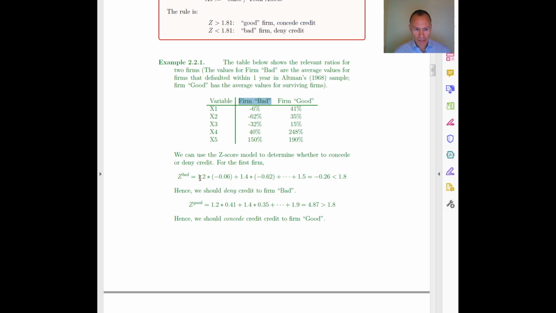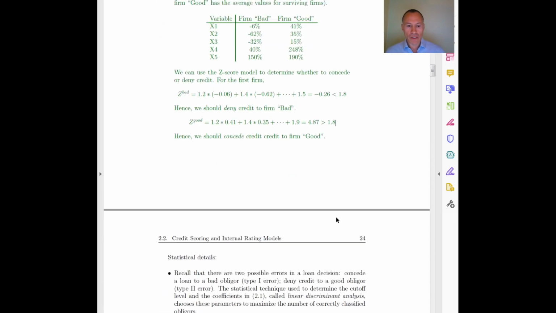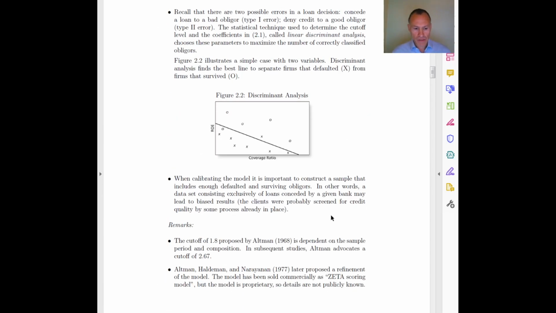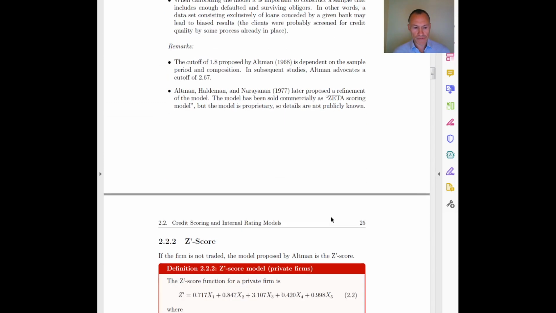So if you plug in the numbers for the bad firm in the z function, you get this number here, minus 0.26. And again, the decision is that it is less than 1.81, so you should not give credit to the firm. And likewise, for the good firm, the average number would be something like 4.87, which is above the cutoff, and so you should give credit to this firm. Okay. So there are some statistical details here that you can skim through.